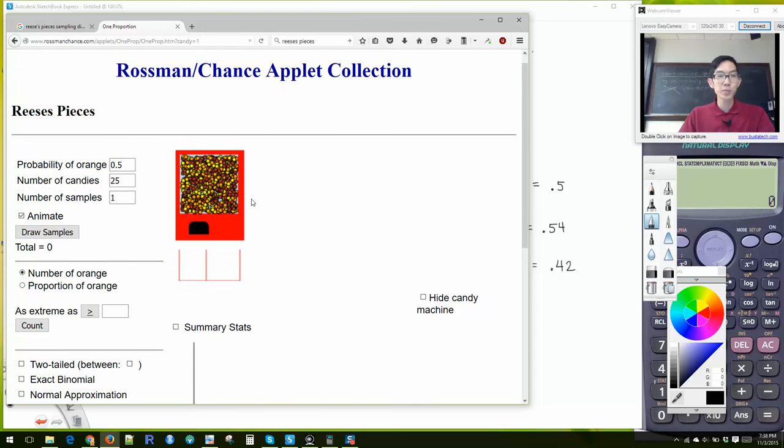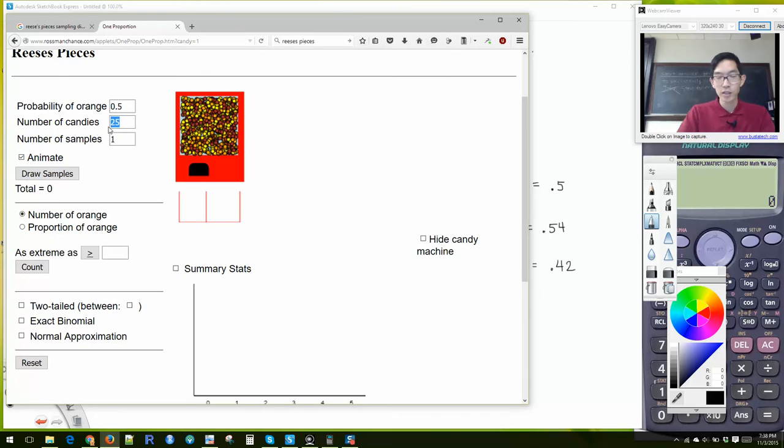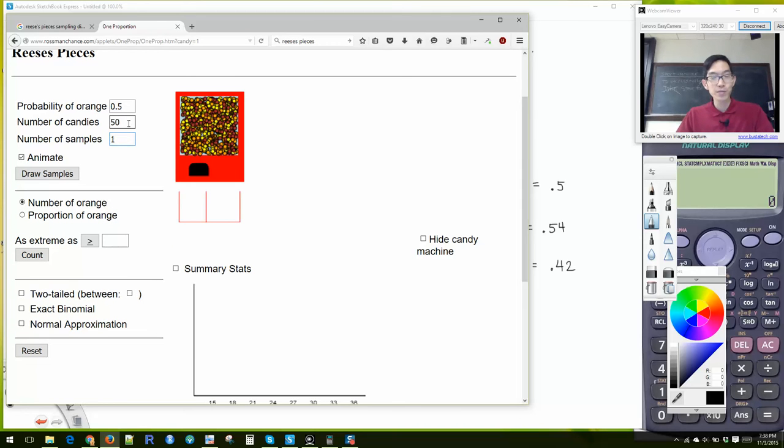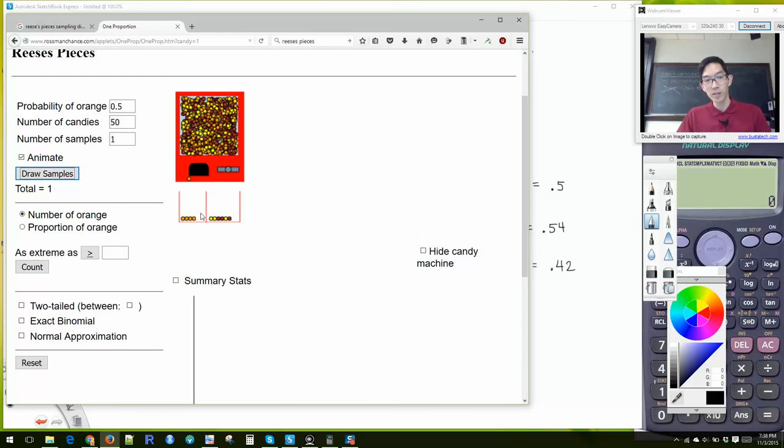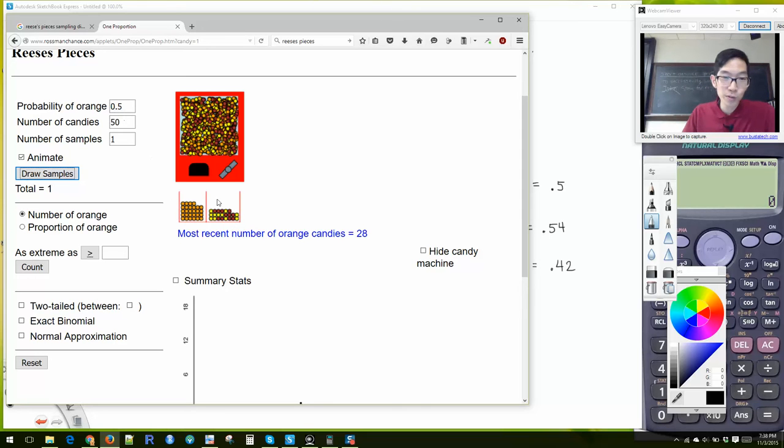Okay, so this is Reese's Pieces, and the colors are different, so instead of red, we're looking at orange candies. We've got orange pieces, and we've got things that aren't orange, yellow and brown. But basically what we're saying is that you can imagine this to be the giant 40-pound tub, and half of the candies in here are orange. The rest are yellow and brown or something like that. Is that okay?